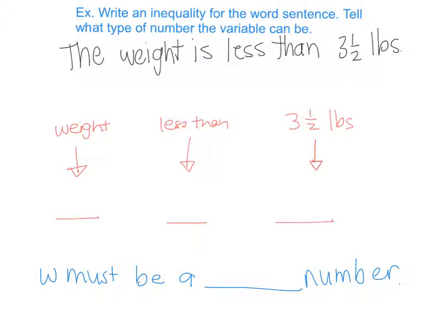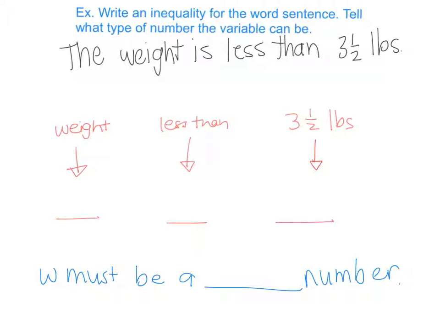Think about that. Is that pretty big, pretty small? When I have my baby, she's probably going to be about 6 pounds. And here the weight is less than 3.5 pounds. So that's pretty small, smaller than a newborn. Okay? So first of all, we want to write the inequality as it says. Write an inequality. So the weight is less than 3.5 pounds. To be less than, we want our less than sign.